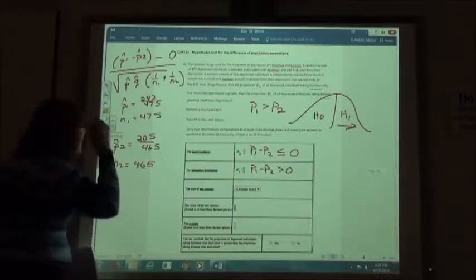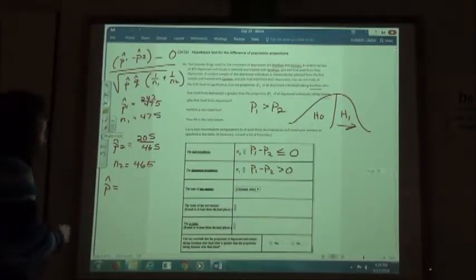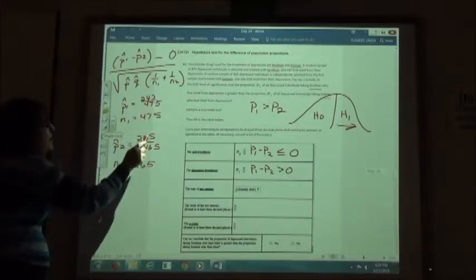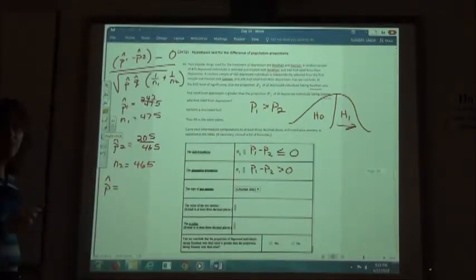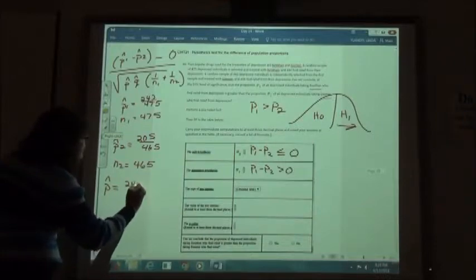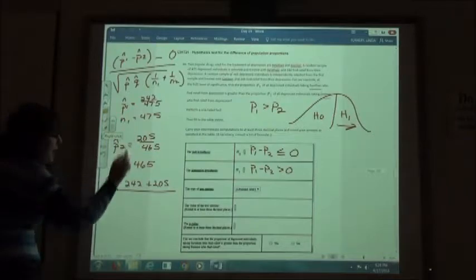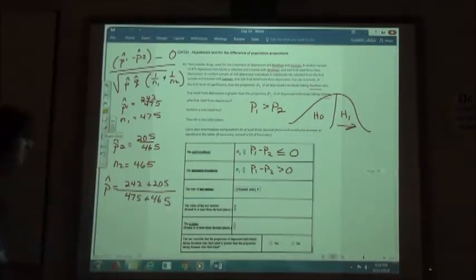We are going to take the numerators from each of these fractions and add them together, and then the denominators from each of those fractions and add them together. So I'm going to take my 242 plus my 205 over my 475 plus my 465.